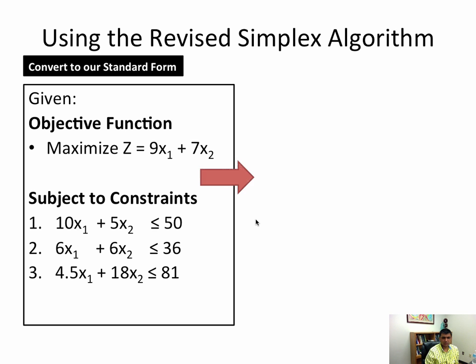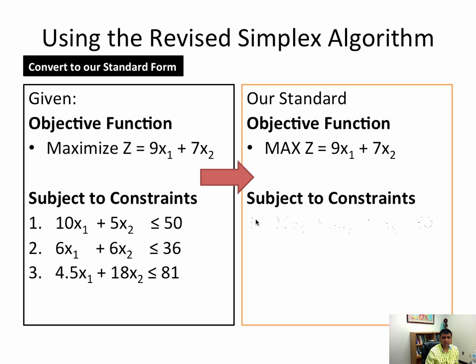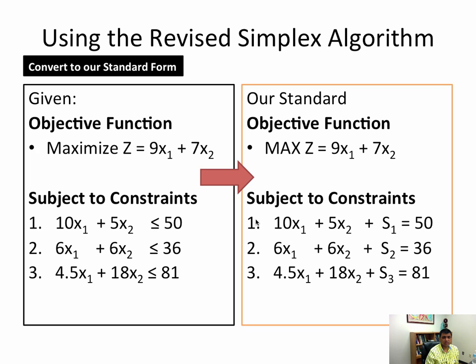And here are the steps. Define the objective function. It is going to be maximize. Now our constraints: for the first constraint we will have to add a slack variable s1. For the second constraint we'll have to add a slack variable s2. For the third constraint we'll have to add a slack variable s3. So our constraints become what you see on the right side of the screen. And of course x1, x2, s1, s2, s3 are all greater than or equal to 0.